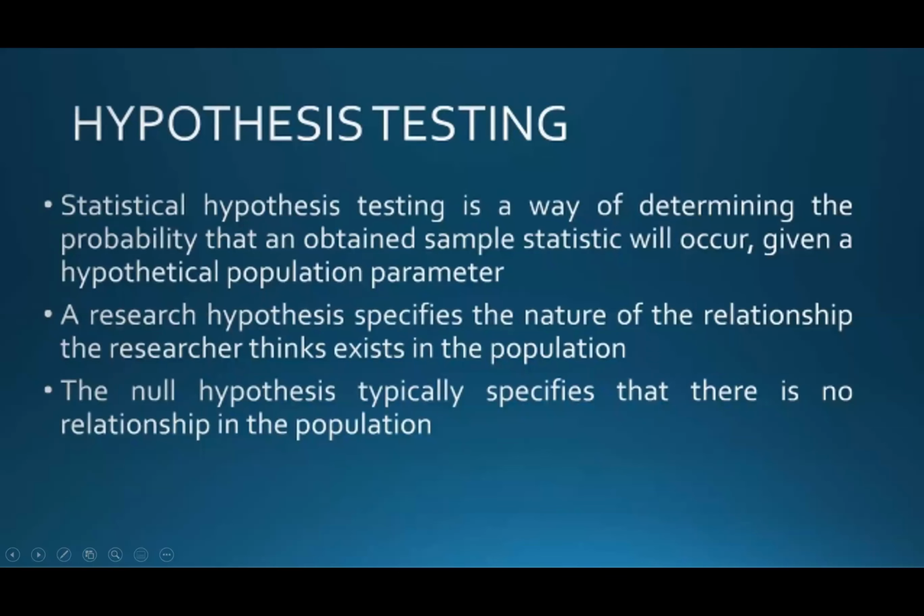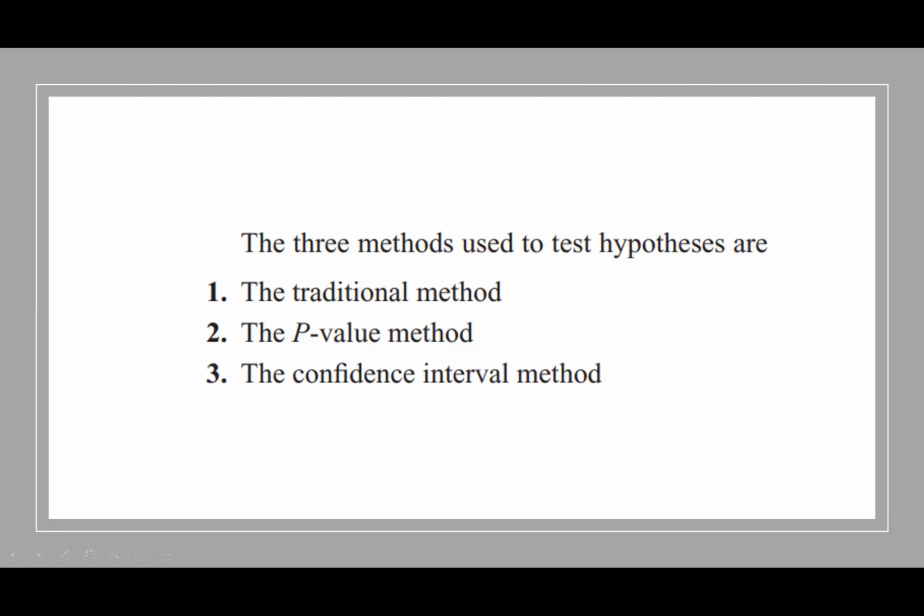Hypothesis testing. Statistical hypothesis testing is a way of determining the probability that an obtained sample statistic will occur, given a hypothetical population parameter. A researcher's hypothesis specifies the nature of the relationship the researcher thinks exists in the population. The null hypothesis typically specifies that there is no relationship in the population. The three methods used to test hypotheses are: one, the traditional method; two, the p-value method; and three, the confidence interval method.